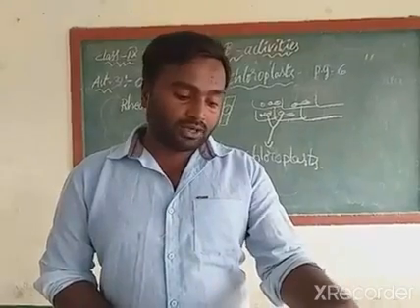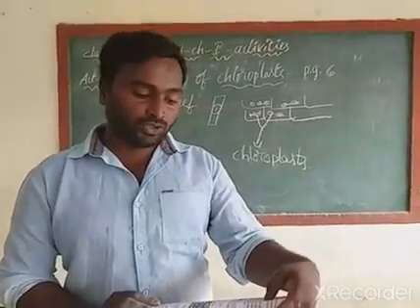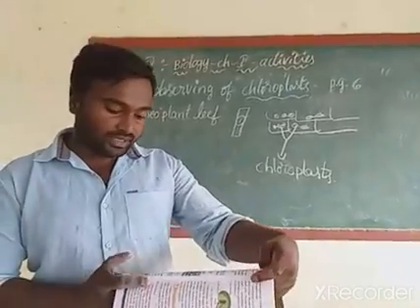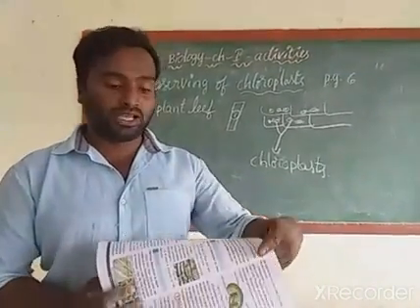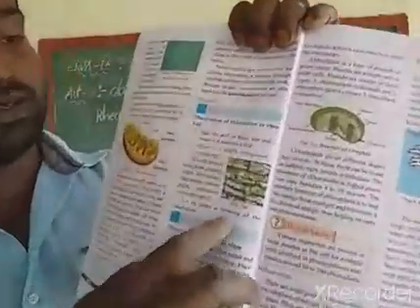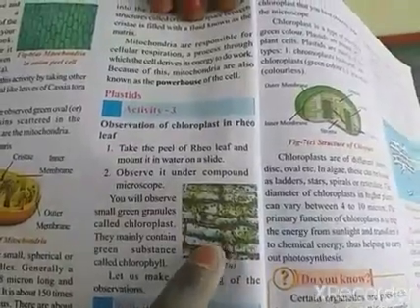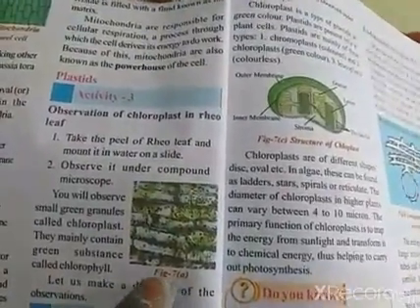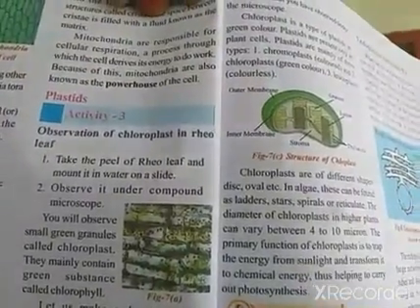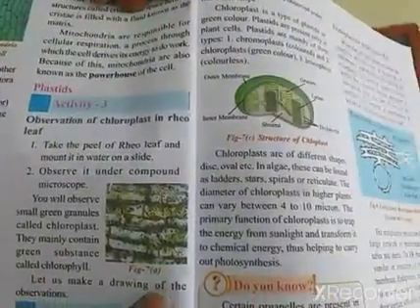But now I am going to show you figure 7a in our textbook, page number 6. You may also observe this in your textbooks. In this diagram, there is a chance to see some green color granule-like structures. These green colored granule-like structures are called chloroplasts. These chloroplasts are responsible for green color in plant leaves. Okay, did you understand? What is responsible for green color in plant leaves? Chloroplasts.